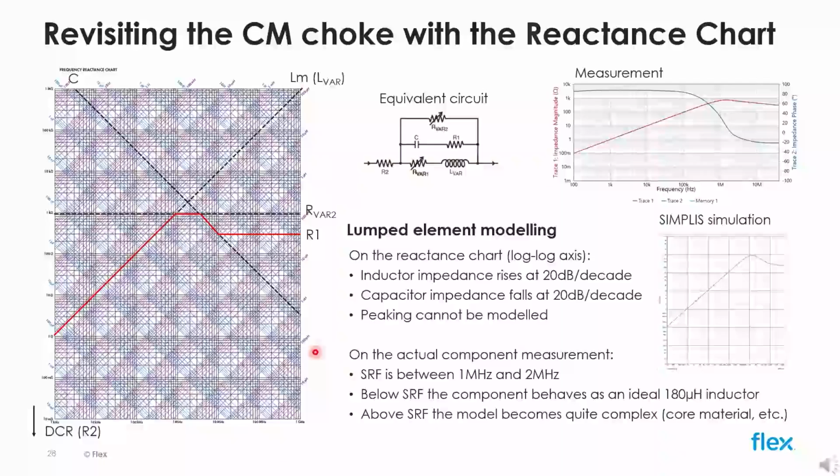The first element to be identified is the inductance L var. Capacitor C is identified by using the self-resonant frequency, and R var 2 and R1 are identified by their respective resistance level. Once the elements are determined, the circuit can be simulated in SPICE for a more accurate representation. See the graph on the right. Note that peaking is not modeled with the reactance chart, but the resulting graph is, however, similar to the SPICE simulation.